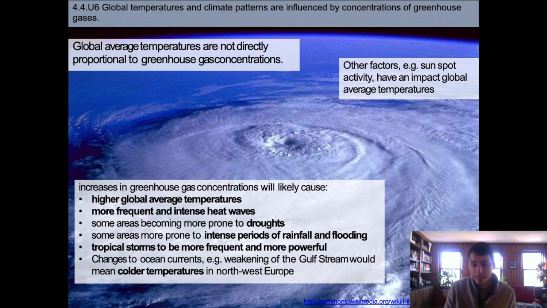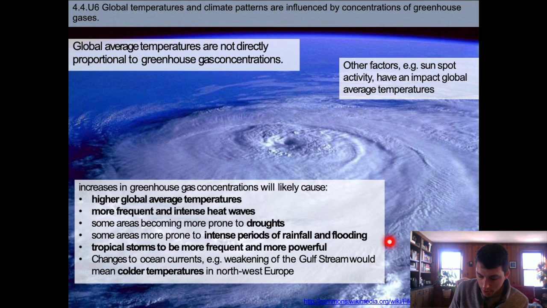And increases in greenhouse gases are not just going to cause changes in global average temperatures. They are going to cause more frequent and intense heat waves. They are going to cause some areas to become more prone to droughts. They cause all sorts of effects, and some of them are opposites to each other. So while some areas are becoming more prone to droughts, other areas are going to get more intense rainfall and flooding, and tropical storms are going to become more frequent and powerful. And we have seen some of that. There's been an uptick in the number of strong hurricanes over the past 10, 20 years or so.